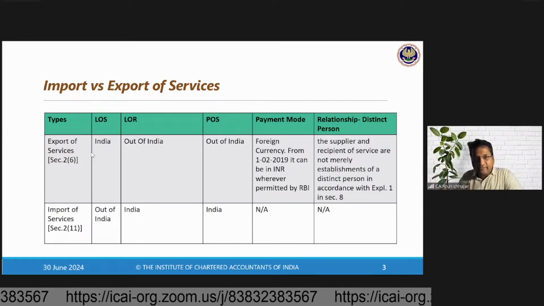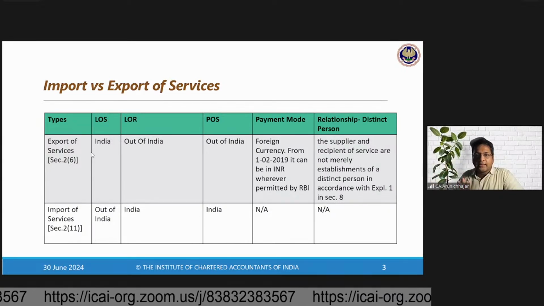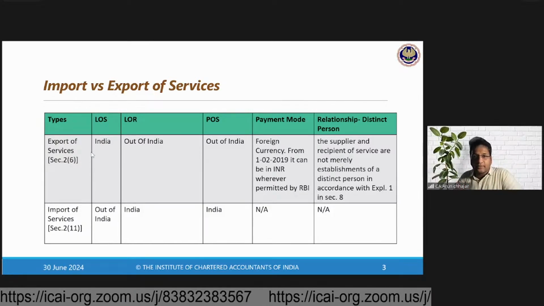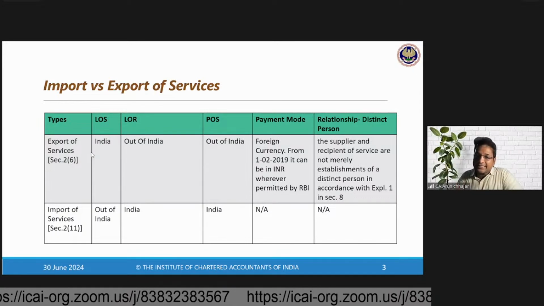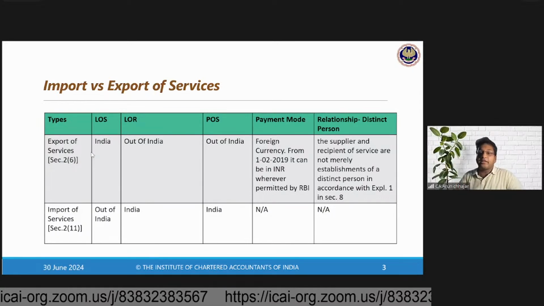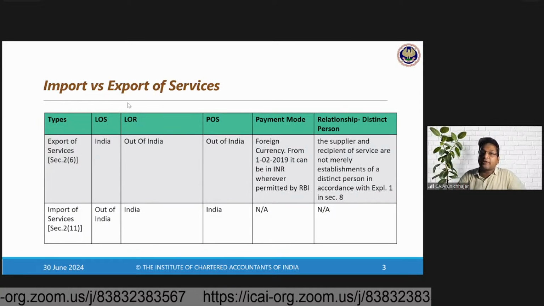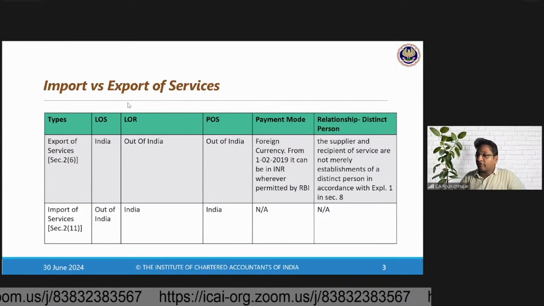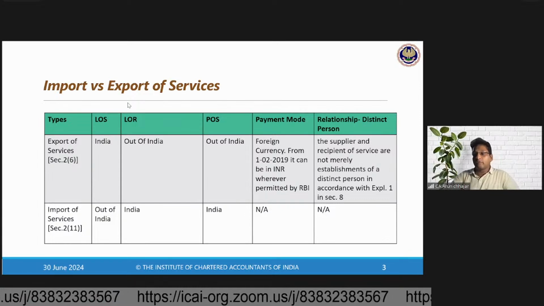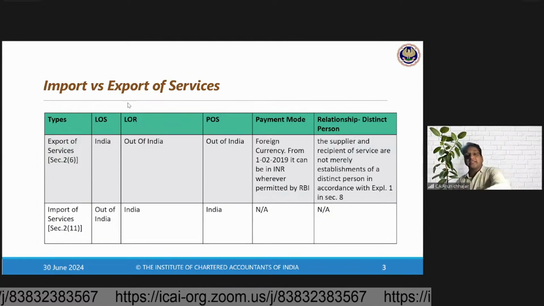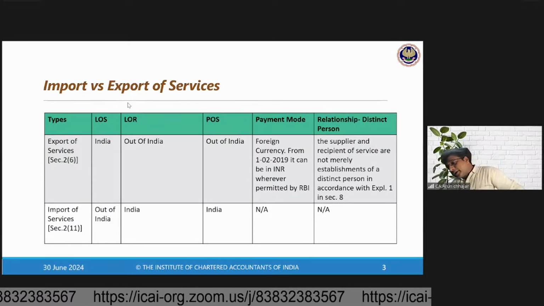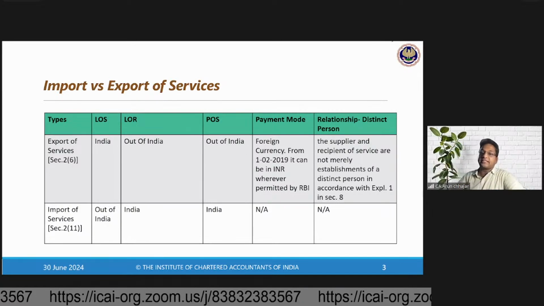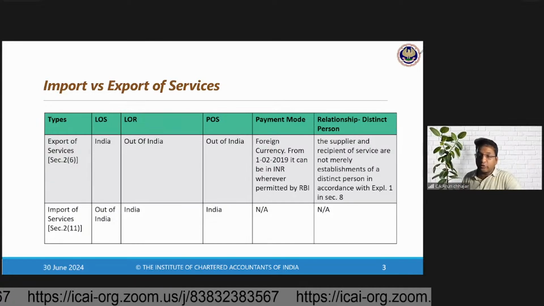It is not transaction-wise approval. It is more or less like Nepal, Bhutan, Vostro account. They all are permitted by RBI. And the last is very important: the supplier and the recipient should not be merely establishments of distinct person, in accordance with explanation 1 to section 8. This part is important. We will do a slight discussion on this part. See, what is its relevance in accordance with explanation 1 to section 8.